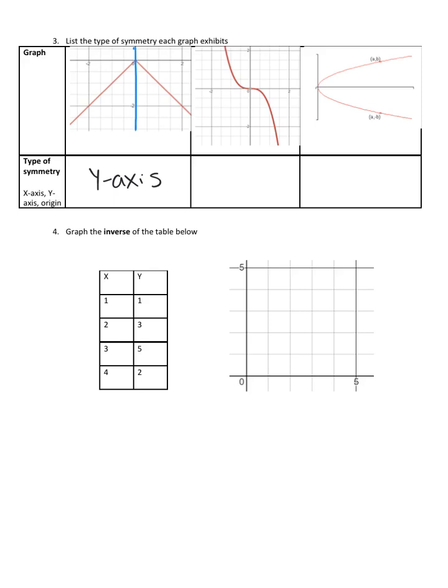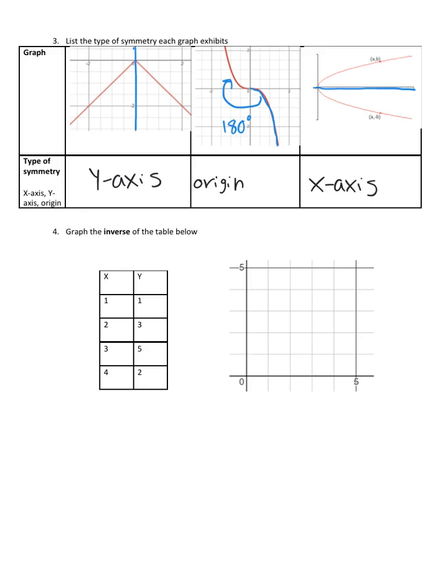For the second one, if I were to rotate this 180 degrees, this half of the graph would lay on top of the other half. So it's going to have origin symmetry. And on the third one, if I cut this in half along the x-axis, it would look the same on both sides. So this one has x-axis symmetry.